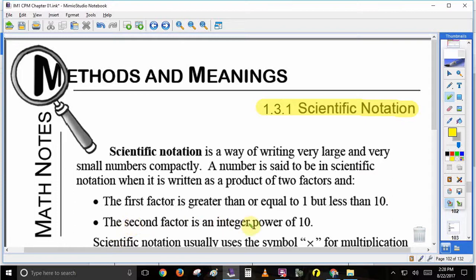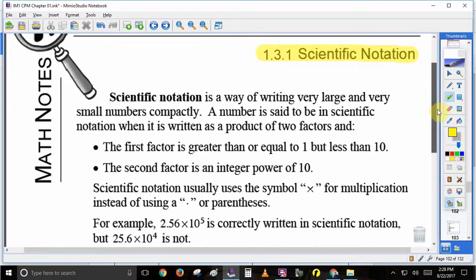The second factor is an integer power of 10. We'll talk about what that means in a second. It's going to be like 10 to the first, 10 to the second, 10 to the third, and so on and so forth. Scientific notation usually uses the symbol x for multiplication instead of the dot or the parentheses. So it will be written like this.